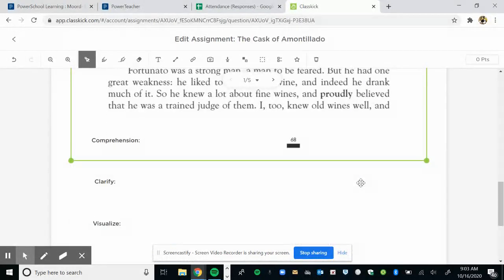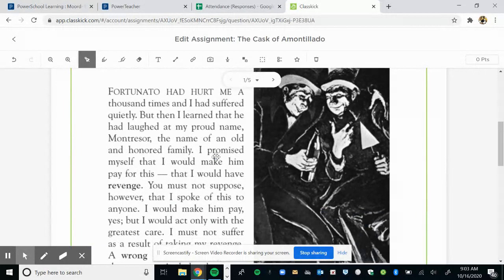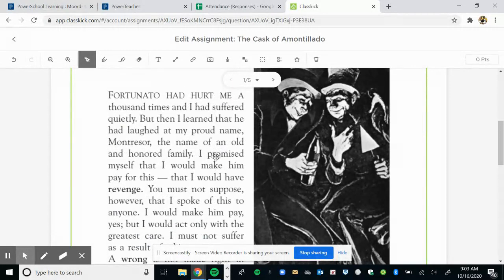Down here, I'm going to be doing the last three: comprehension, clarify, and visualize. I'm just going to read this first page, and then I'm going to go back and finish the rest of these reading strategies.